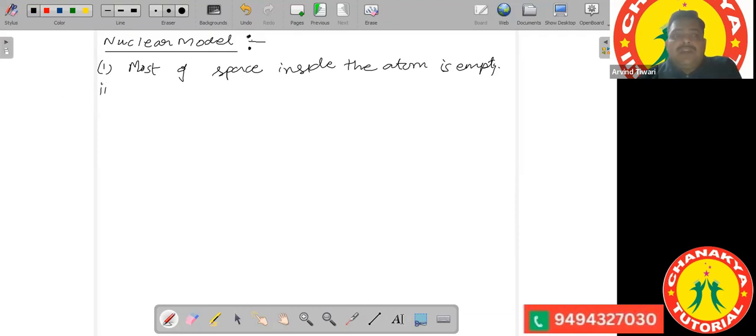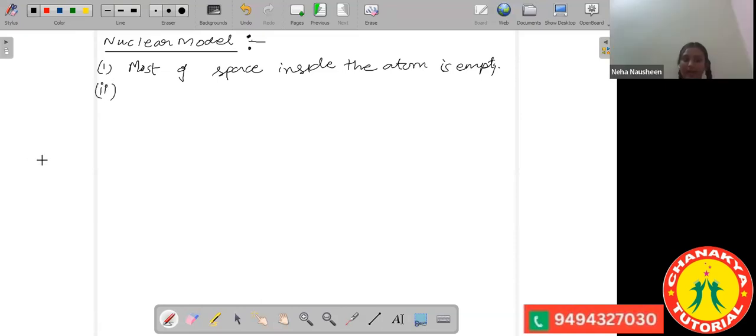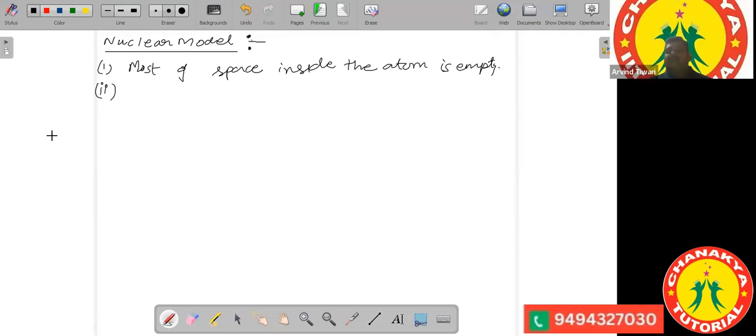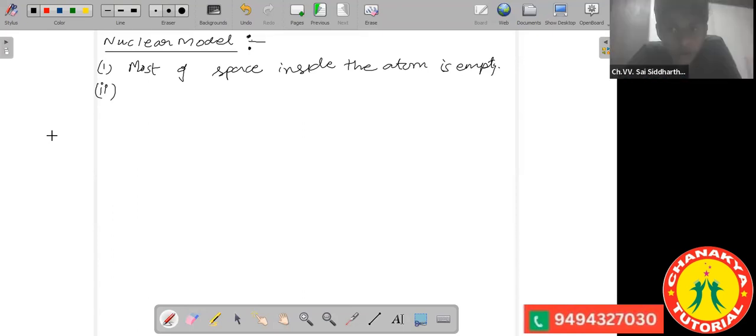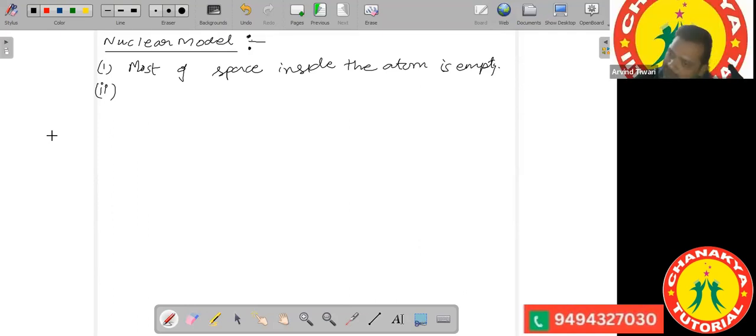Then the second point that he put forward: there are charged particles in it, but that is not a proper point again. Siddharth, can you give me the second point? The electrons revolve around the nucleus. No, that was the third point: electrons revolve around the nucleus. Before that, he defines the nucleus.